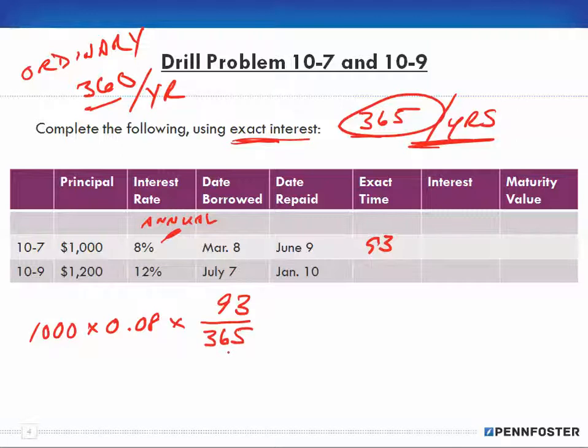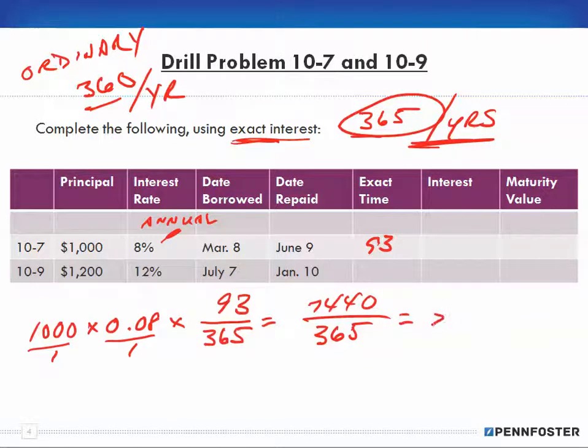And as you can see, this is just a repetitive task, right? I mean, it's the same exact steps that we did in problems 10.1, 3, and 5, okay? I'm going to multiply across the top, 1,000 times 0.08 times 93, and I end up with 7,440, and that's divided by 365 days for the year, okay?